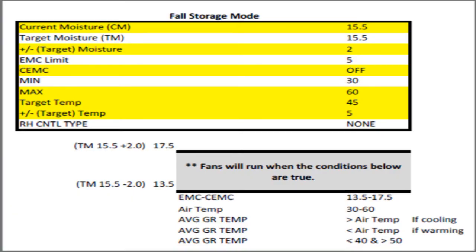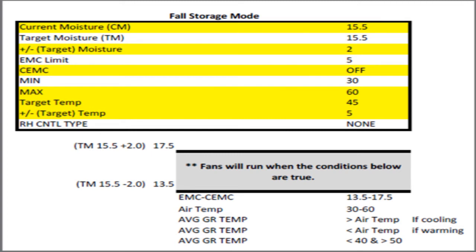Telling the controller at this point, we have what we want. In this case, we have 15.5% yellow corn. We want to keep 15.5% yellow corn. So in that case, both current and target have to be the same. Okay? We then adjust our plus or minus moisture from what was 0.5 in natural air drying mode, goes to 2.0 in storage. Target moisture plus or minus moisture makes up our storage mode moisture window.